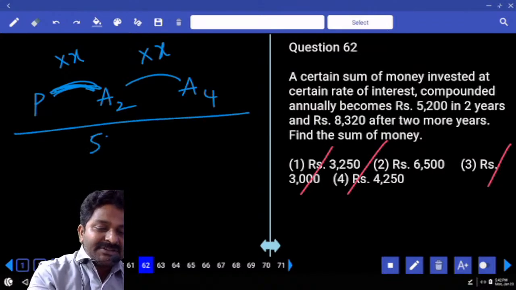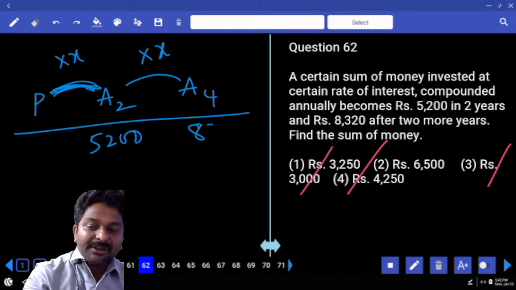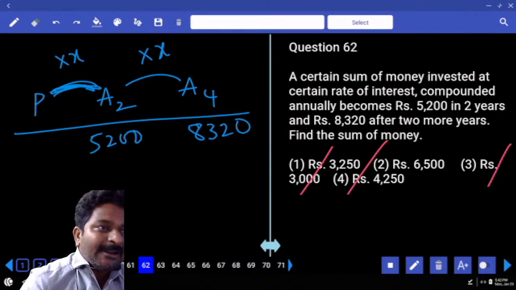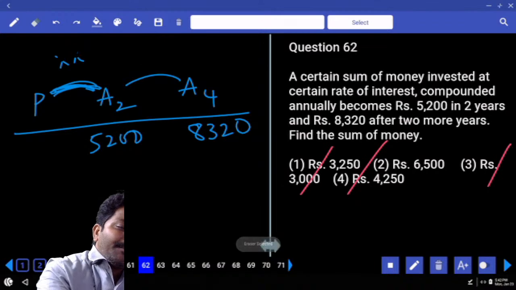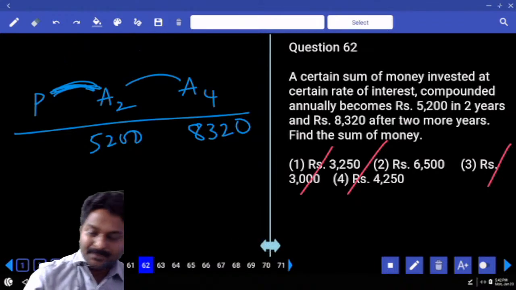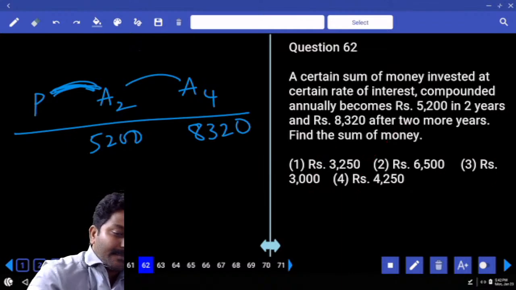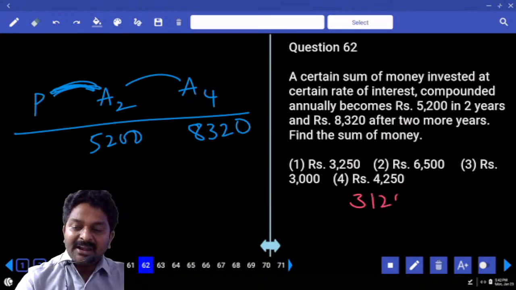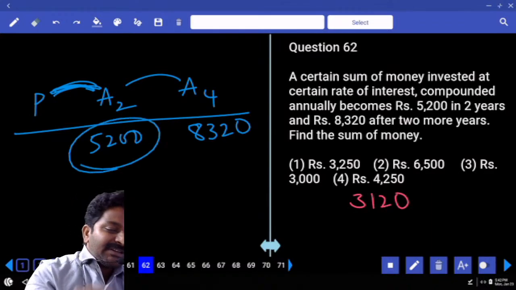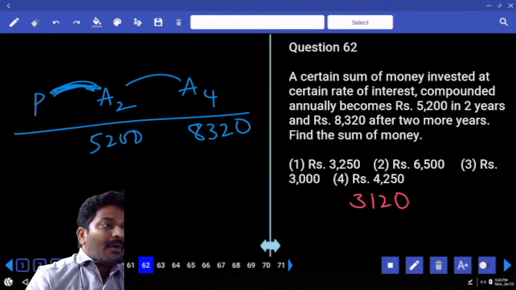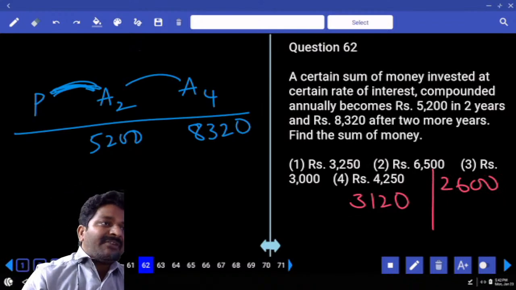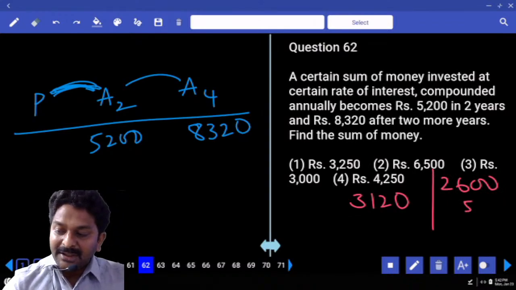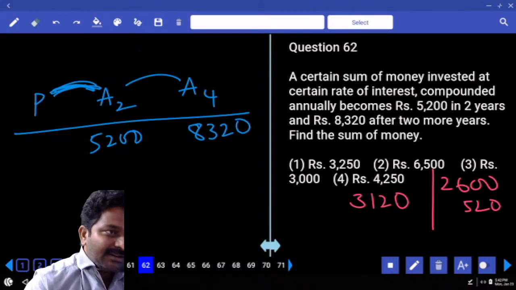Amount after 2 years is mentioned as 5,200. After 4 years, 8,320. Clear? Come on. So now we need to identify what the X value is. How much increase is there? 3120. Correct. What is 50% of this number? 2600. And how much more is there to make it 3120? 520. 2600 is 50%. 520 is?